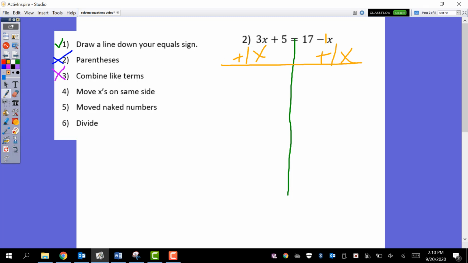So -1 plus 1 is 0. That cancels out. 17 is here. Plus 5. I'm not adding that with x, so that also comes down. 3x plus 1x. Well, 3 plus 1 is 4, and it had an x, so that's still there. And my equal sign's in the middle. Okay, great. That is what moving x's on the same side looks like.